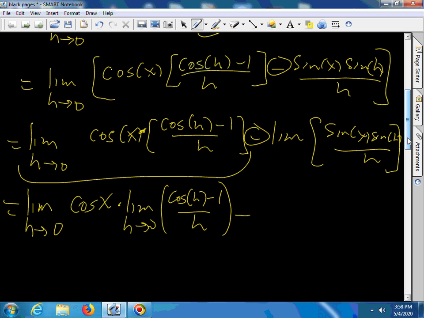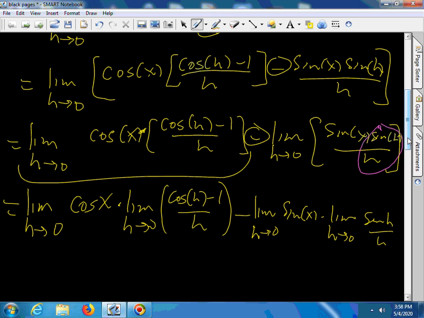And in the second limit, I have a fraction. I'm going to think of it as a product. It's sine x times sine h over h. I take the limits separate. The limit as h goes to 0 of sine x times the limit as h goes to 0 of sine h over h.